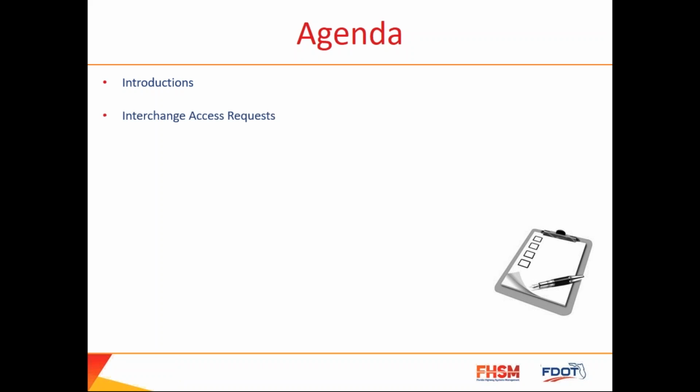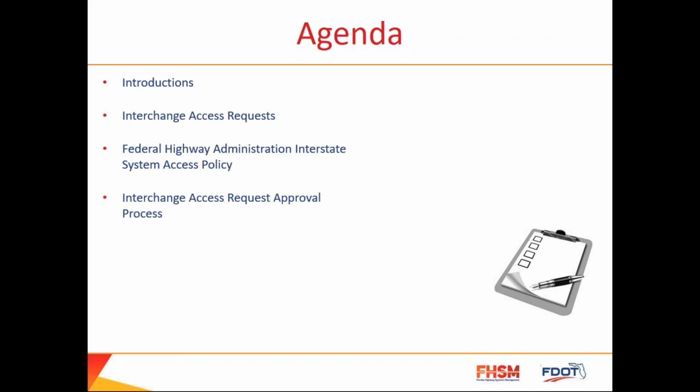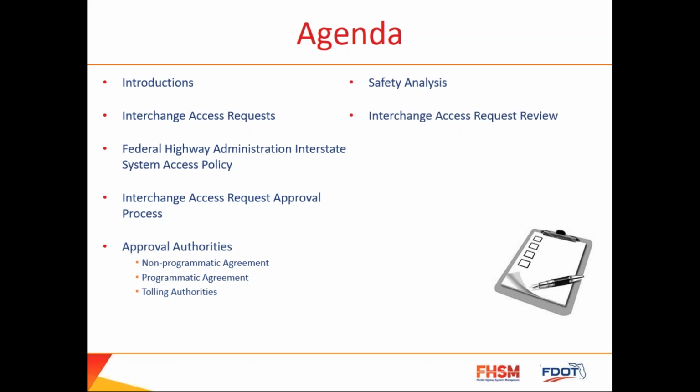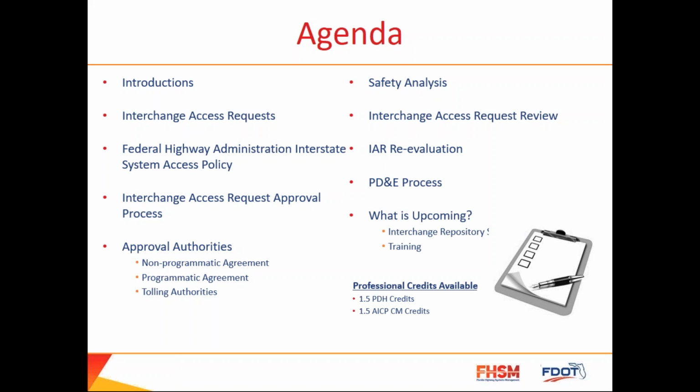So our agenda for today: some introductions. We will be talking about the interchange access request process. We will mention the Federal Highway Administration Interstate System Access Policy and update you on that. We'll also talk about the interchange access request approval process, and the approval authorities for the interchange access request, or IARs. We will also talk about the safety analysis, which we updated a little in our recent update of the user's guide. We will talk about the IAR reevaluation. Then our folks from the Office of Environmental Management will talk about the PD&E process, and we'll give you updates on upcoming training and webinars.